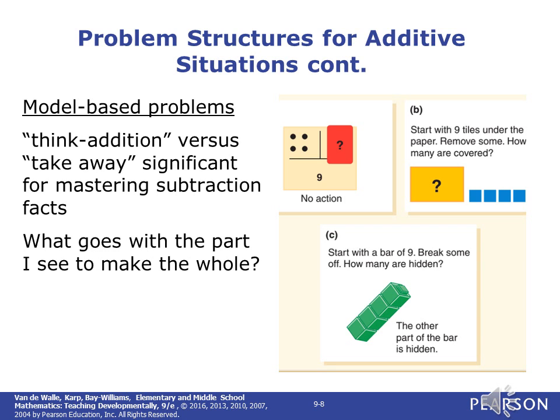Because the tiles for the remaining part or unknown addend are left hidden as they are in B on your slide, you see you have that little yellow hidden part and you have the 4 blue cubes shown. A child doing this activity is encouraged to think, okay, what goes with the part I see to make the full total 9 tiles? And so they start to think of subtraction in the form of addition.